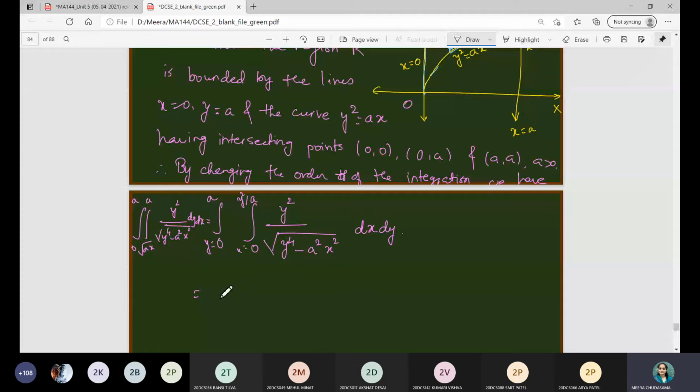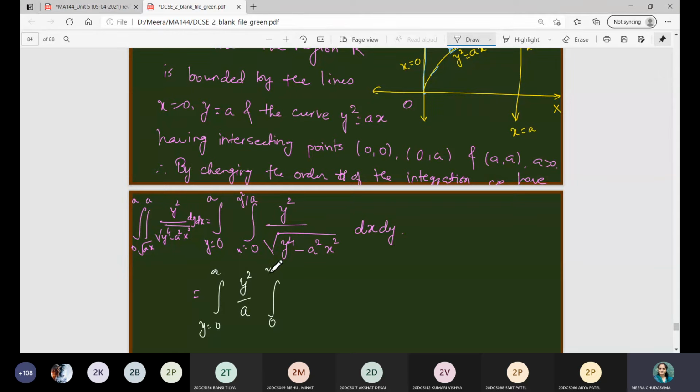So if you see here, the y variable is the outer one, corresponding to the outer integral. So y will remain constant when we solve the inner integral with respect to x. So I will consider y square common. And if you remember the sine inverse formula, integration of 1 upon square root of a square minus x square is sine inverse x by a. In that case, I have to take this a square as the common quantity outside of the square root. So it will become y square by a.